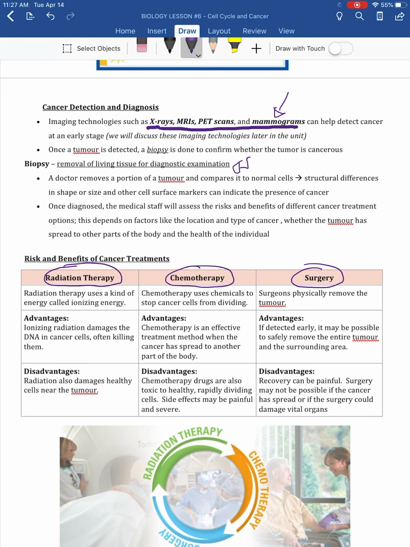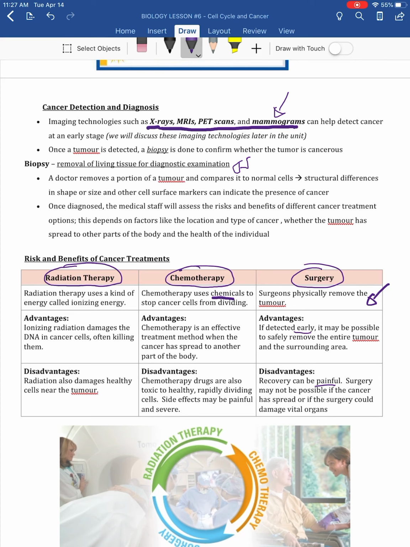So we'll start with the least sophisticated, which is surgery, where they're just going to physically remove the tumor. Okay, they're going to cut it out. And that way, if you detect it early, they can just cut it out, and it's painful, but you're not being subjected to chemotherapy or radiation therapy. So a lot of times, this is the first thing that you can do.